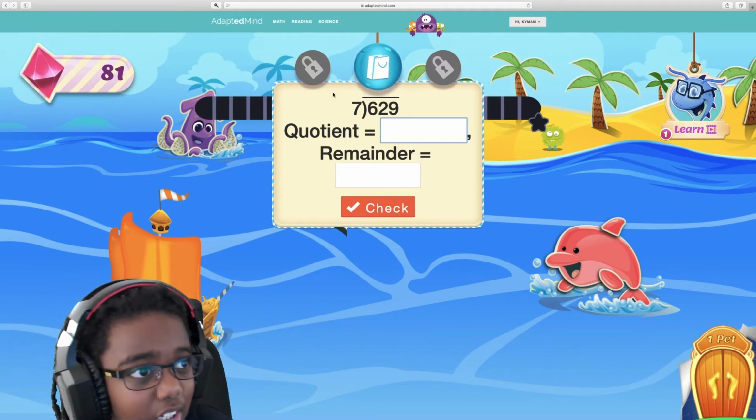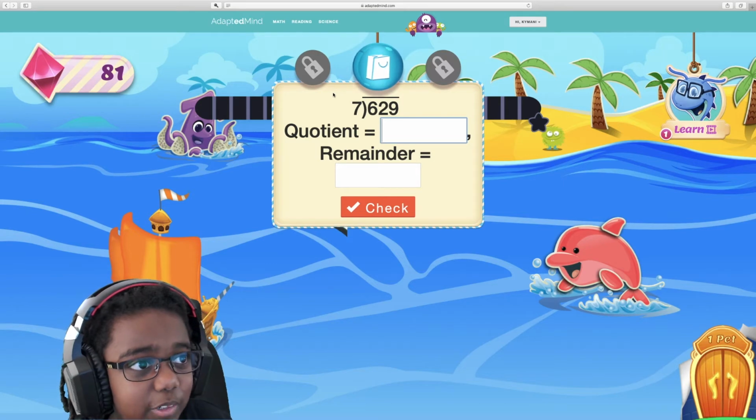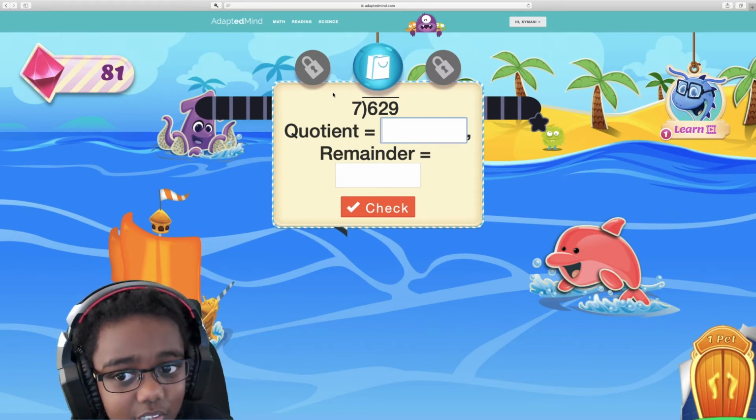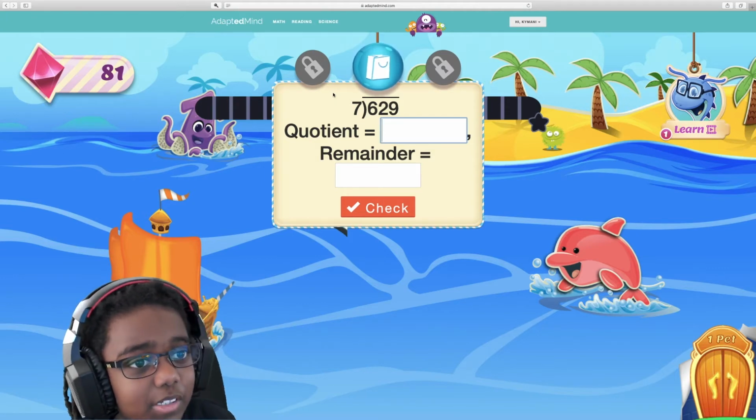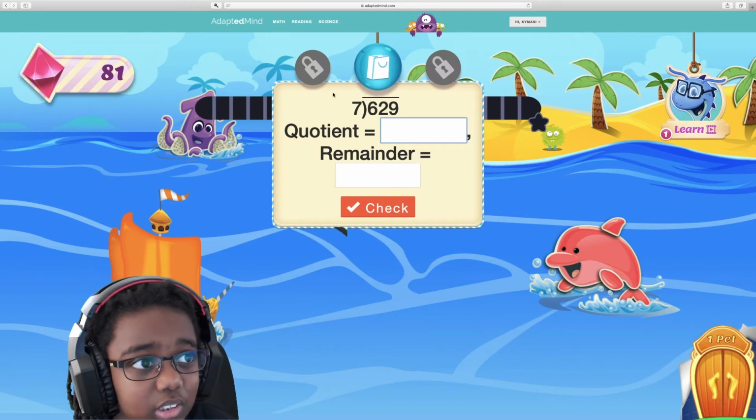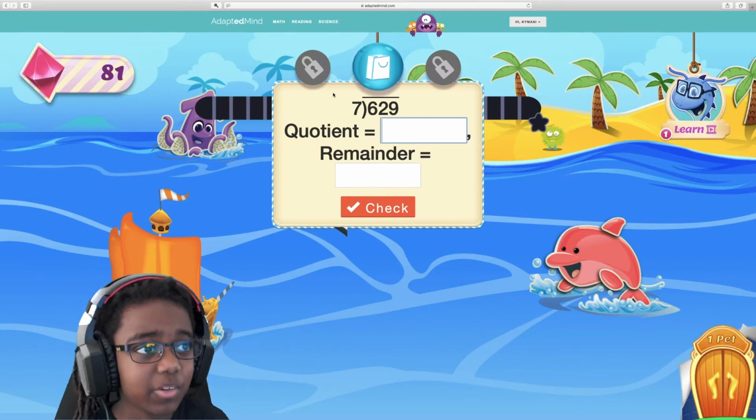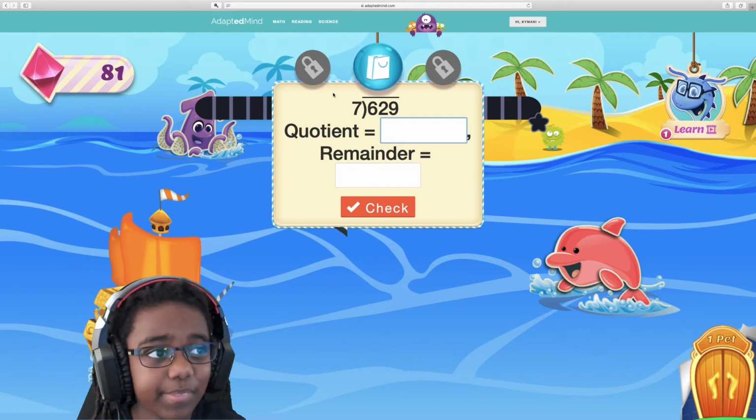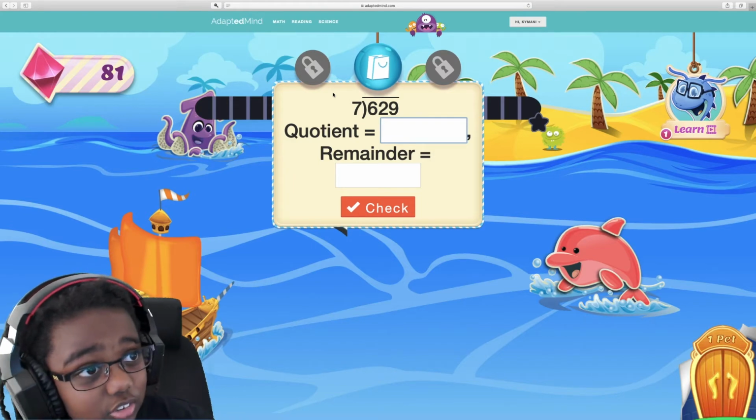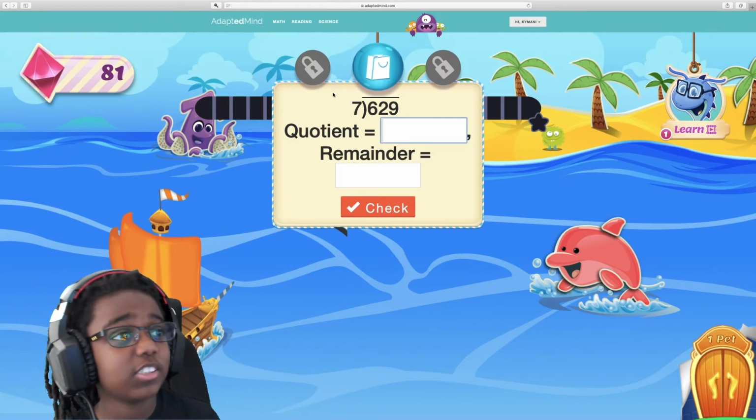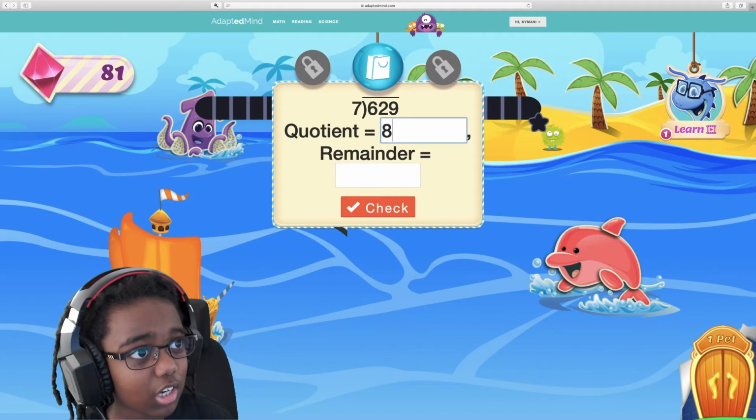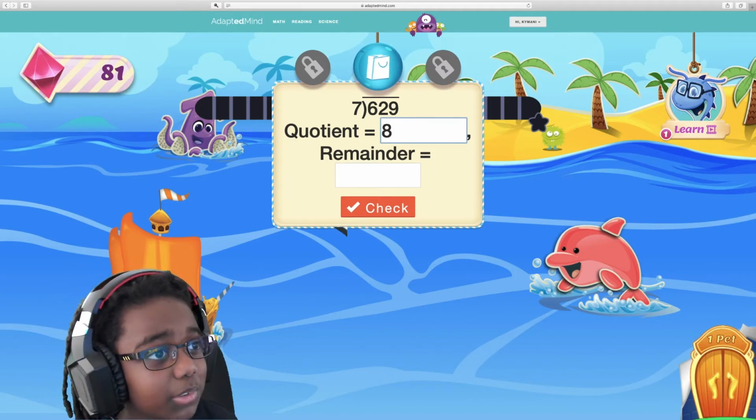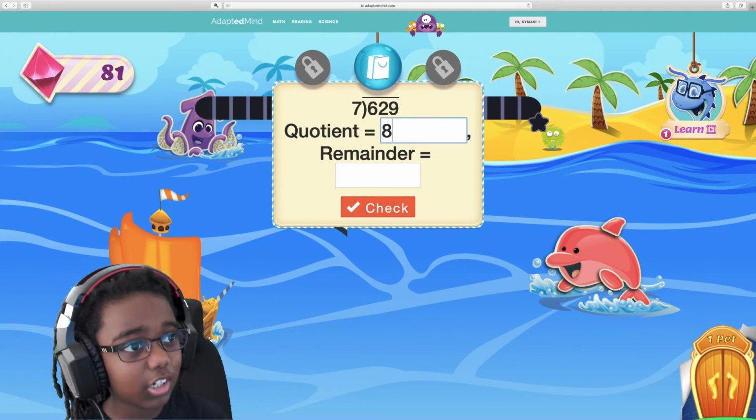And then how many remaining? Wait, so we've got 8 sevens, which leads me up to 56. Right, so that means there's 4, 5, 6 remaining. 6 remaining from that one. So we can actually do that 69. First let me write my 8 in, and then that would be 69. We could carry on from here, which would be 63 then would be up to 9.